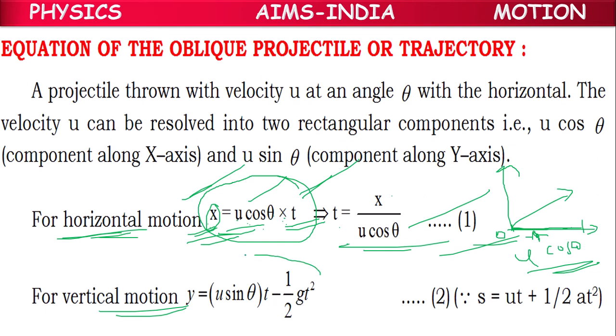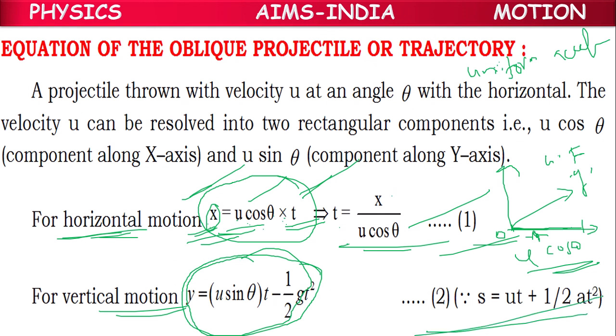But for vertical motion, it is not a normal body. It is traveling with uniform acceleration, created by the gravitational force, or acceleration due to gravity. So we have to take the equations of motion. We have to consider the equations for uniformly accelerated bodies. With normal equations we cannot write it.